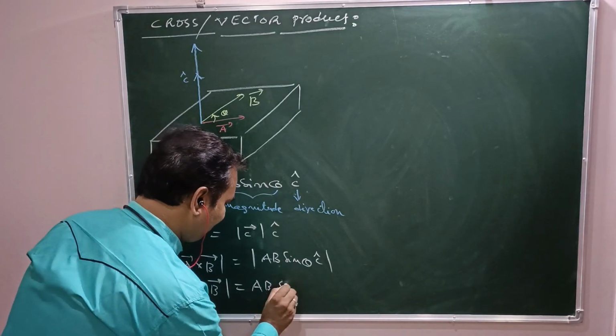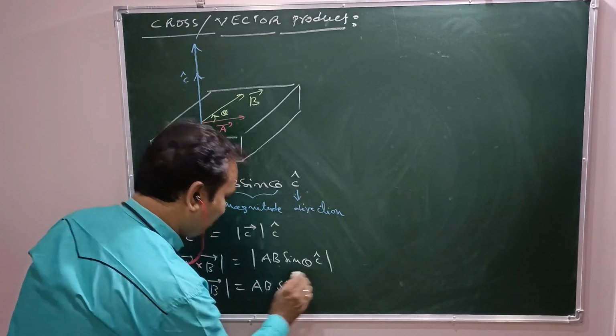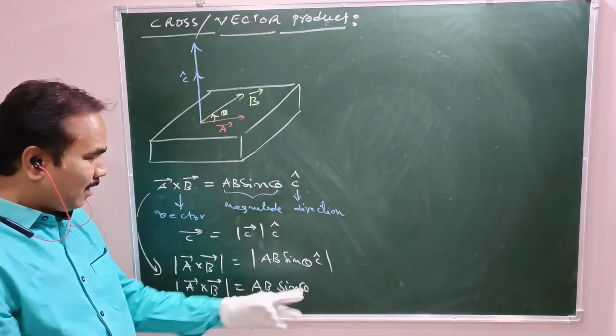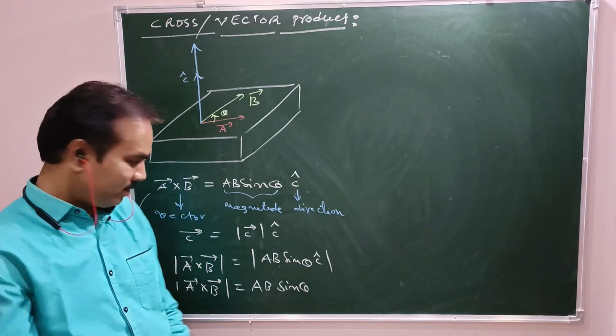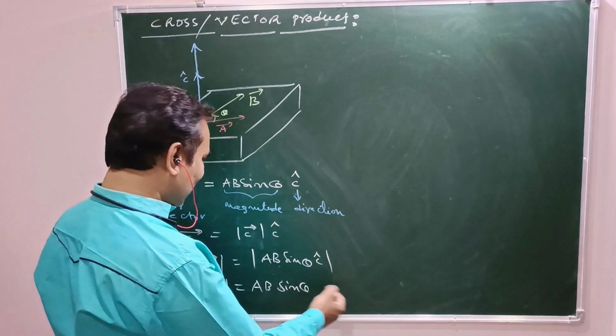sin theta, into mod C cap. What is the modulus of C cap? C cap is a unit vector, so the modulus of C cap means 1. So AB sin theta into 1.